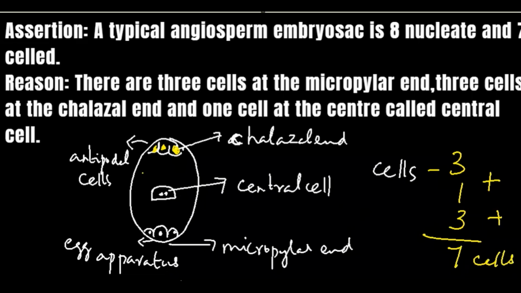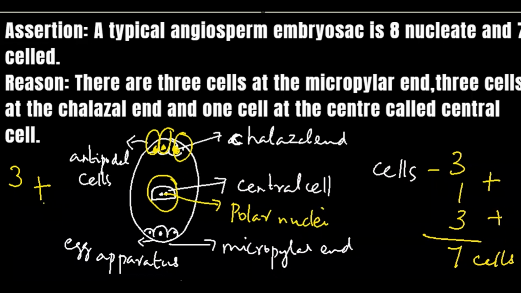Now about the nuclei. There is 1 nucleus each in the antipodal cells, so there are 3 nuclei. Then the central cell has 2 polar nuclei. These are polar nuclei, but 2 are there. Then at the micropylar end, in the egg apparatus, each cell has 1 nucleus, so there are 3 nuclei. When you calculate, you will get 8 nuclei.